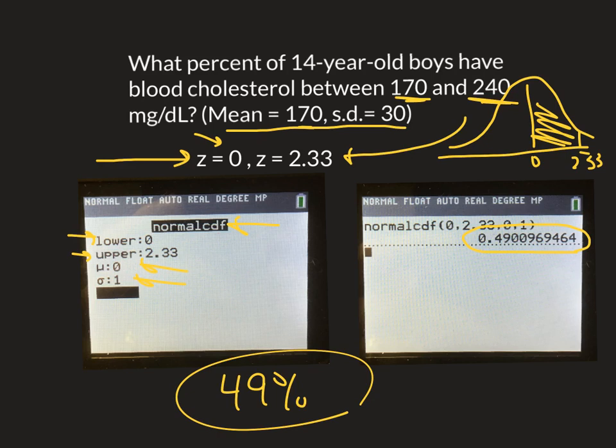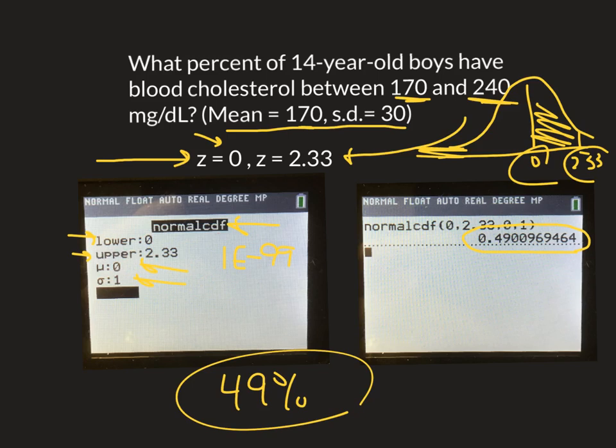So what that tells me is 49% of 14-year-olds have blood cholesterol between those two numbers. Now, don't forget, if they don't give you both numbers, like 0 and 2.33, if it goes all the way to the end, we made up numbers like -1,000 or +1,000. You can use whatever you want, but that's what we use during class. Your calculator sometimes will default to something like 1E, and you may see that a lot, which is okay too.